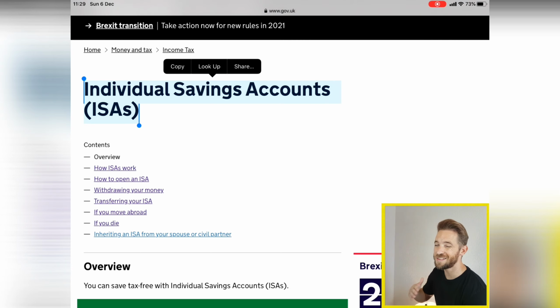But unfortunately, it's not every type of asset that you can hold in an ISA. For example, you can't just take a rental property, chuck it in an ISA, and the capital gains that you make and the rental income is all tax-free. It doesn't work that way.